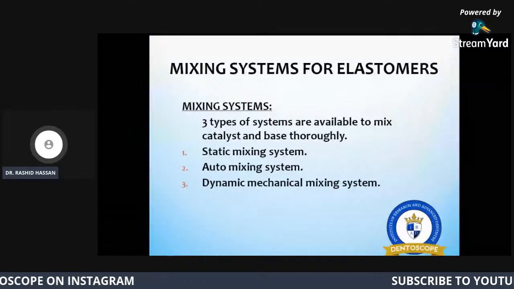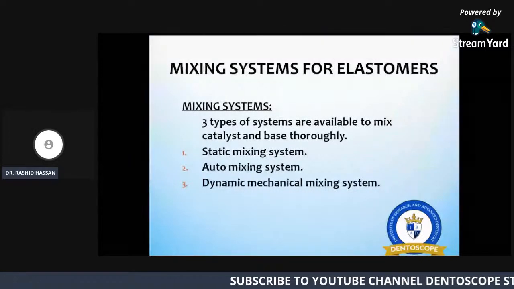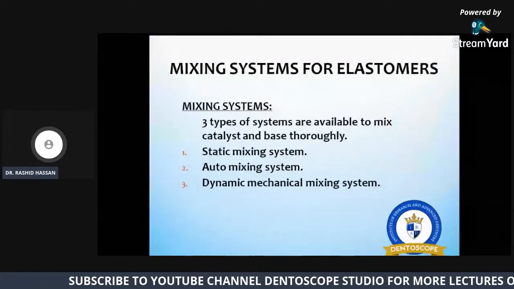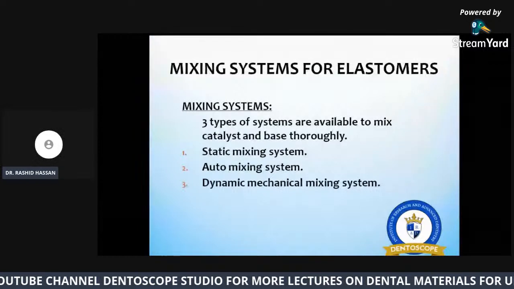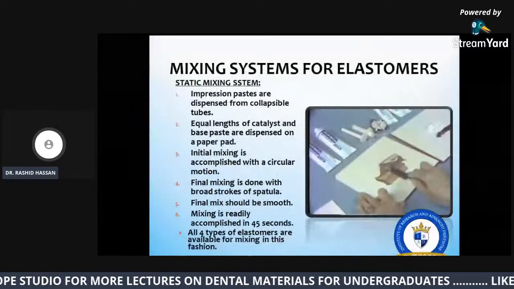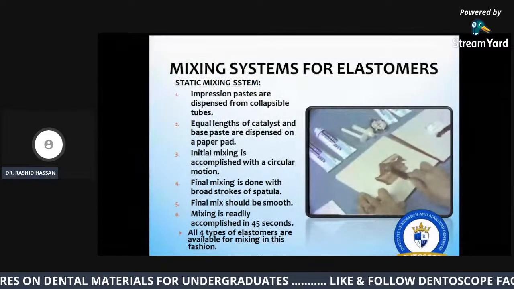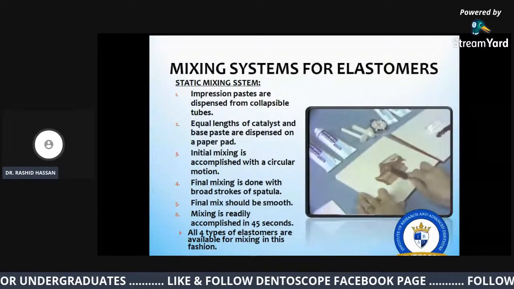Number one, the static mixing system. Then the second one is the auto mixing system. And the third one is the dynamic mechanical mixing system. Now, talking about the static one, the static one is the manual mixing, you can say.